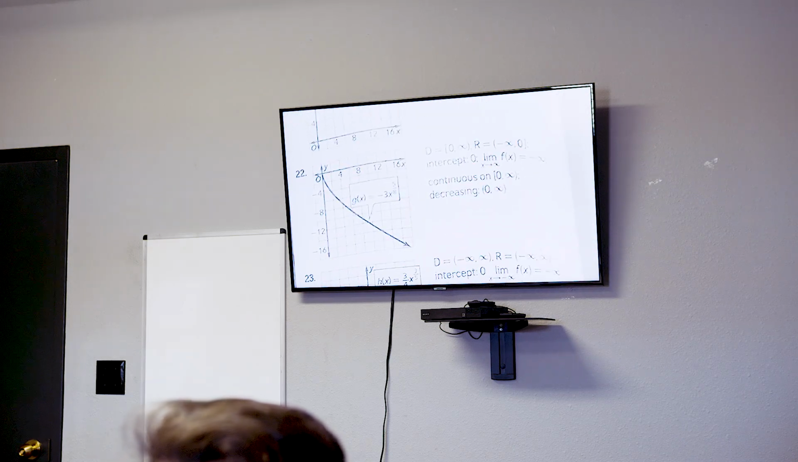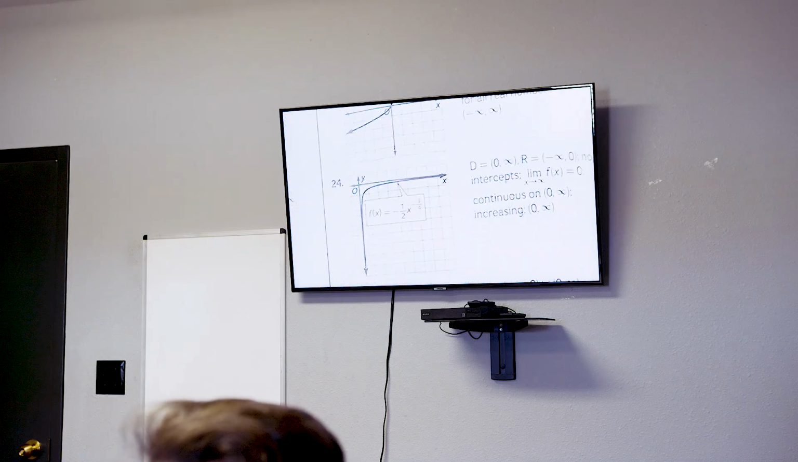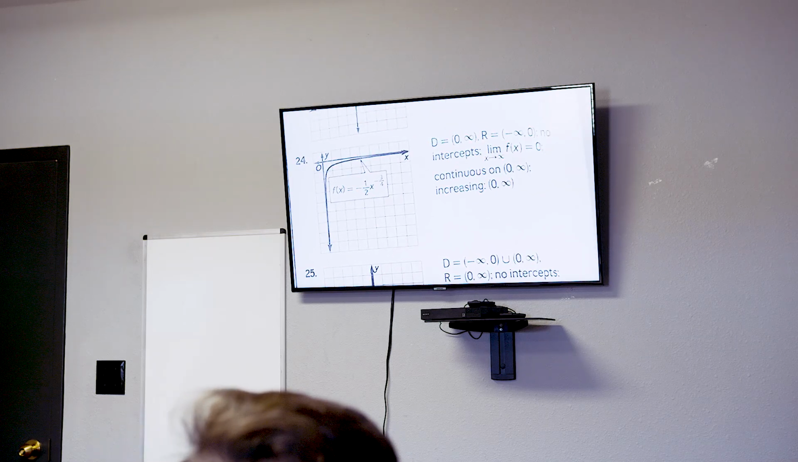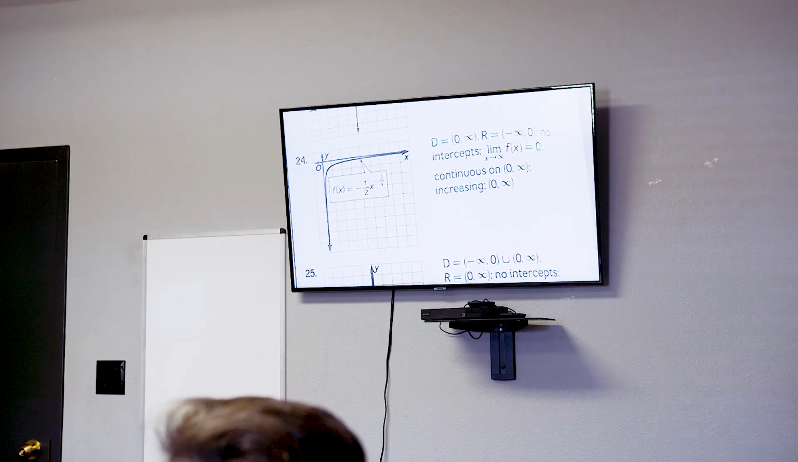22. It's also a rather exciting looking, actually that's more like a root graph, right? A flipped over root graph. 24 is kind of like an exponential, or actually more like a logarithmic graph.